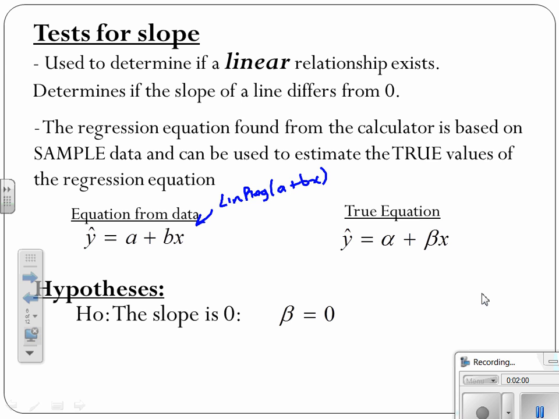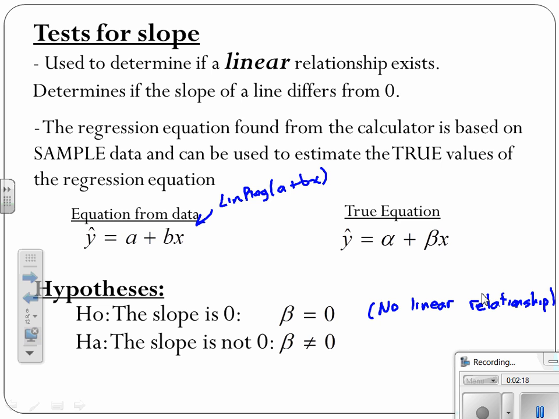The hypothesis here, the null will always be that beta equals 0. In other words, that there is no linear relationship. Just like we saw with chi-squared for independence, your null was that there is no relationship. The null here is no linear relationship, versus a possible alternative, the slope is not 0. In other words, there is a linear relationship. And I'm going to run out of room for relationships, so I'm just going to abbreviate.